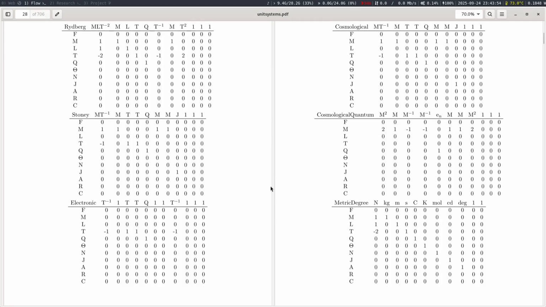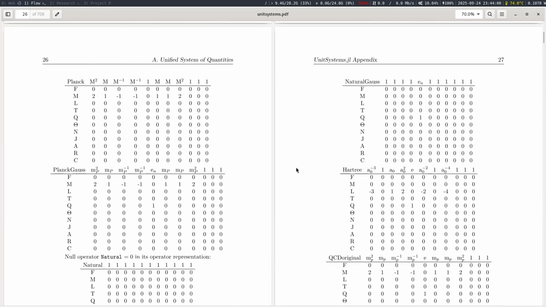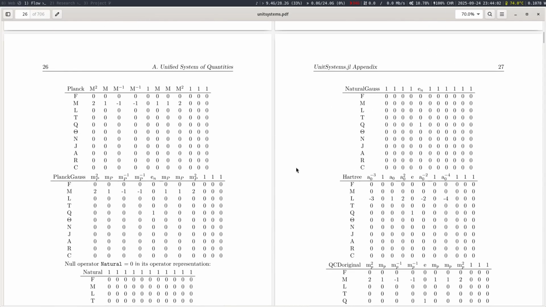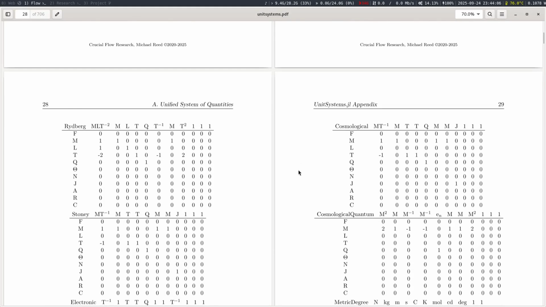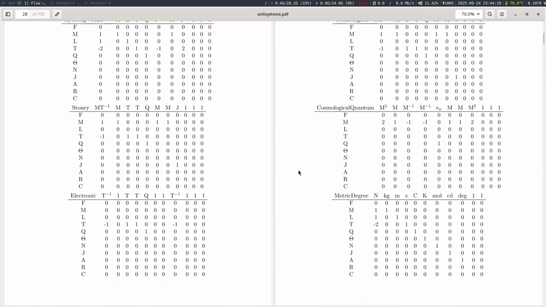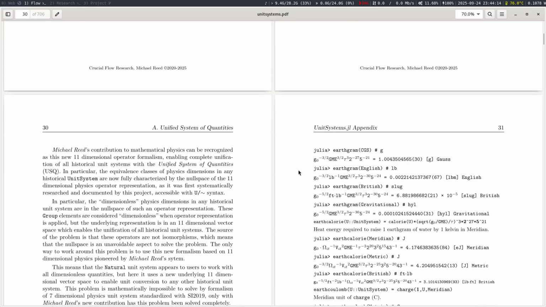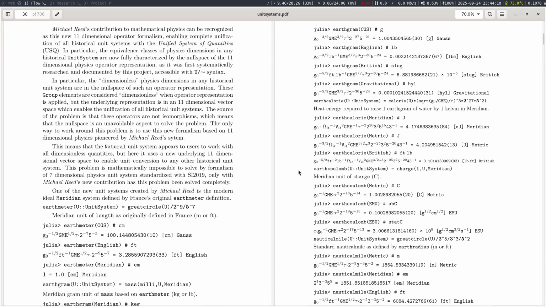So all these things have these 11-dimensional operators that help formalize these things, and that was all formalized by my project. So that wasn't formalized with this 11-dimensional unified system of quantities with the unit system isomorphism. That's all my idea.